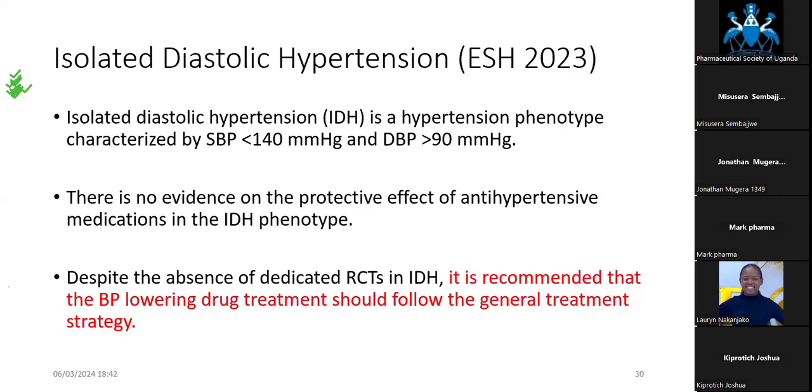Above 90. Okay, so there is no evidence so far on how to go about this hypertension. Therefore, the management depends on what? The management is very much like the management of the general hypertension, the usual hypertension we manage, which we have discussed at length. Okay.